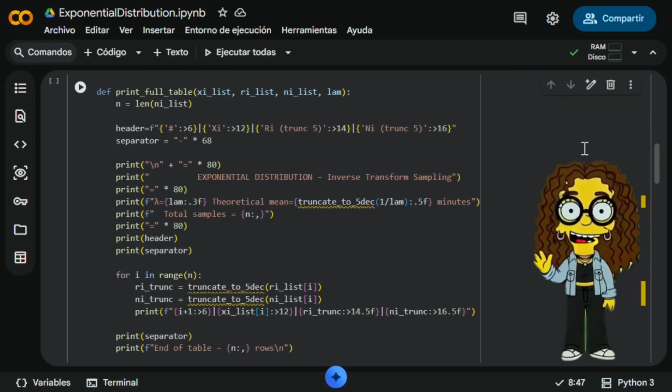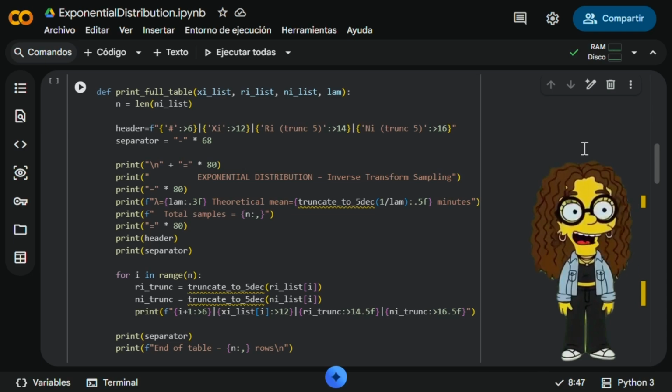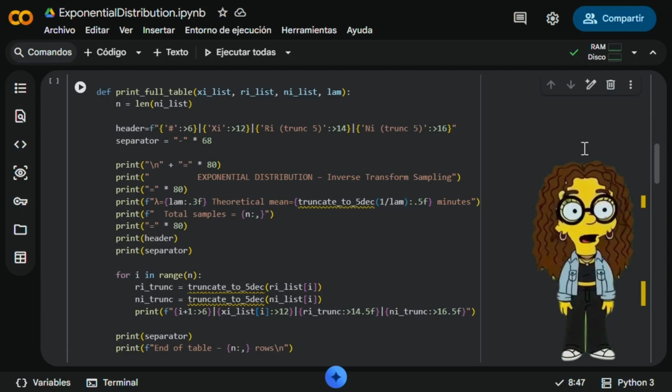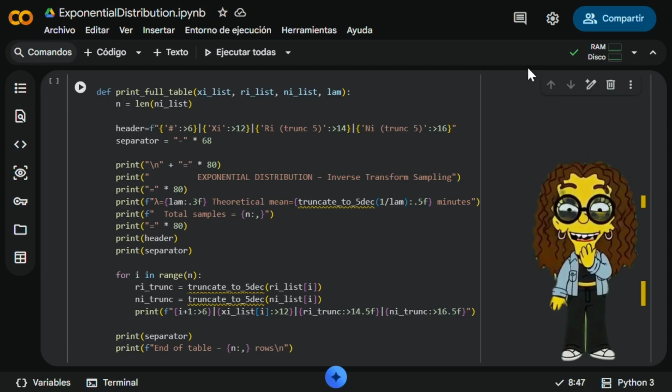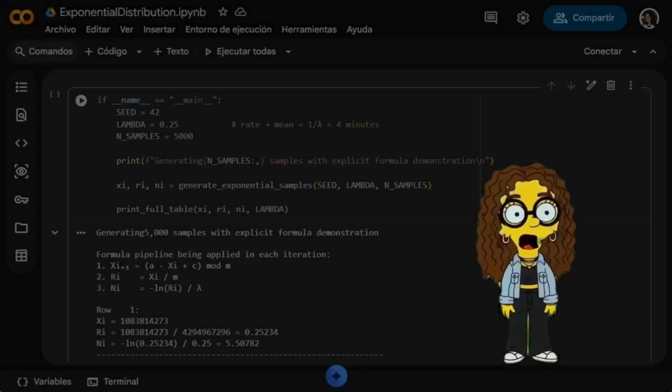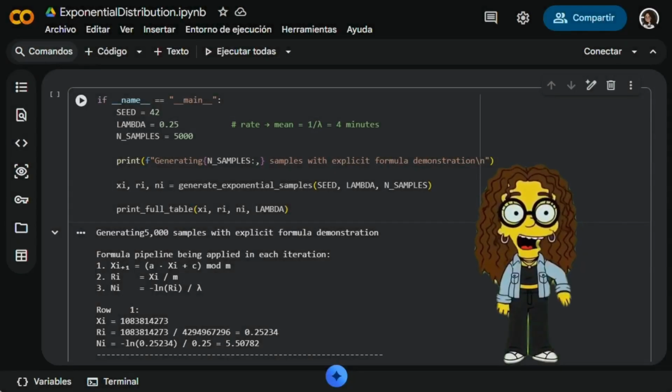Call the print table function, which organizes the 5,000 records into aligned columns, showing the direct relationship between the raw value Xi and the final result Ni. The switch that sets everything in motion.